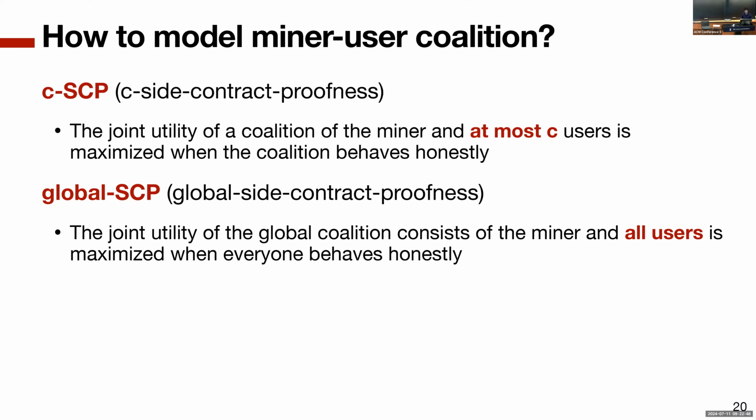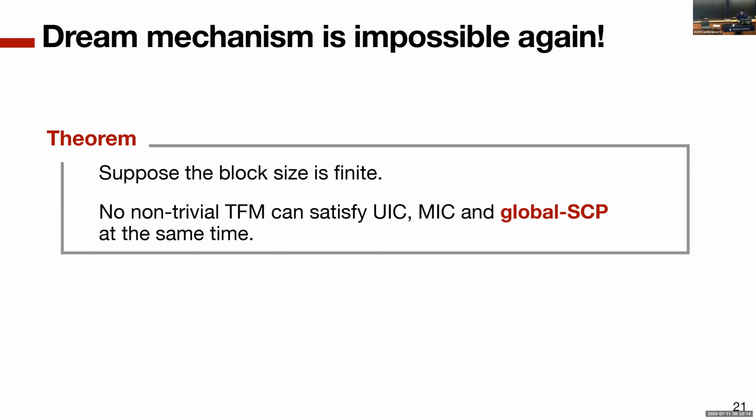And we call this a global SCP. So the global SCP wants to say there is no way to steal from the protocol by saying that the joint utility of the global coalition should not be increased by deviating from the protocol. Okay, so can we have a dream mechanism that satisfies UIC, MIC, and global SCP? Unfortunately, no, again. In this work, we show that if the blockchain is finite, you cannot satisfy all three properties. And here, notice that we actually need MIC to reach the impossibility.